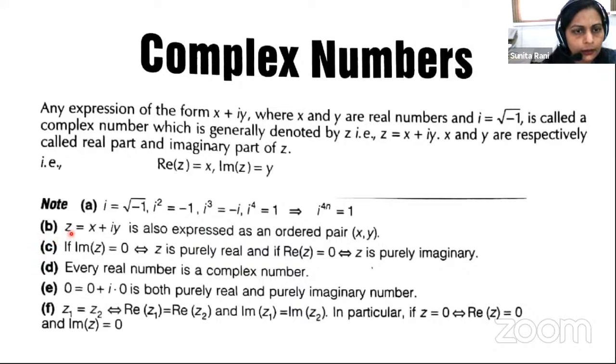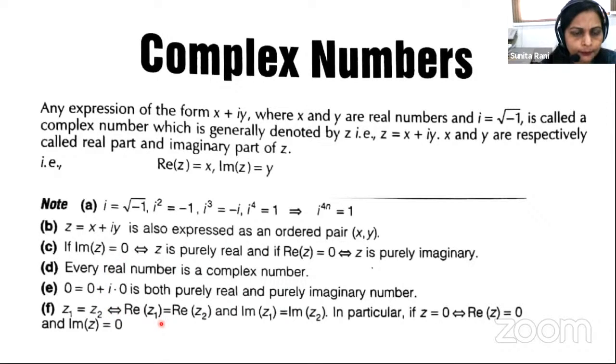We see here that z is equal to x plus iota y is a complex number. We can write this complex number as an ordered pair also, x y in a bracket. This is an ordered pair having the same meaning as x plus iota y. Z is a purely imaginary number if real of z is 0, and a complex number is purely real if imaginary of z is 0.